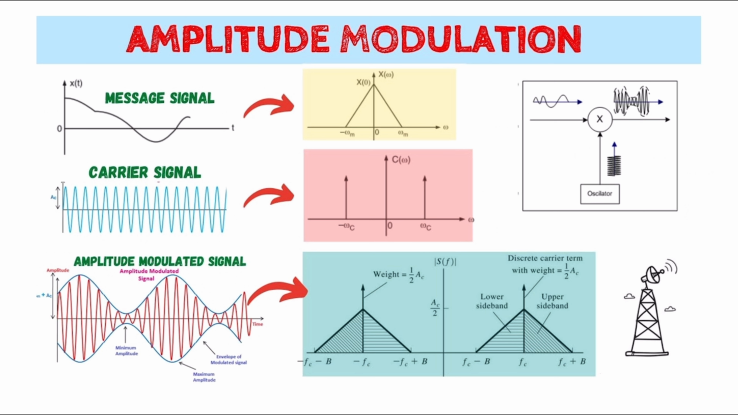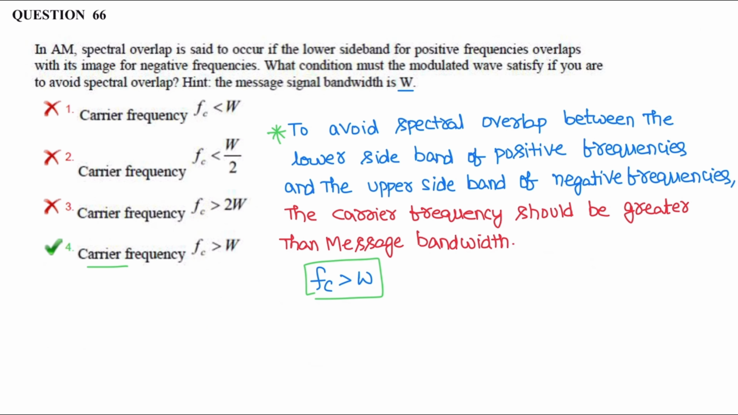Here is a message signal with the frequency from minus omega m to plus omega m. Carrier frequency is from minus omega c to omega c, and for the amplitude modulated signal, in the spectrum upper band the highest frequency component in USB is Fc plus B and lowest frequency component is Fc minus B. Correct answer is option 4. Carrier frequency should be greater than message signal bandwidth.